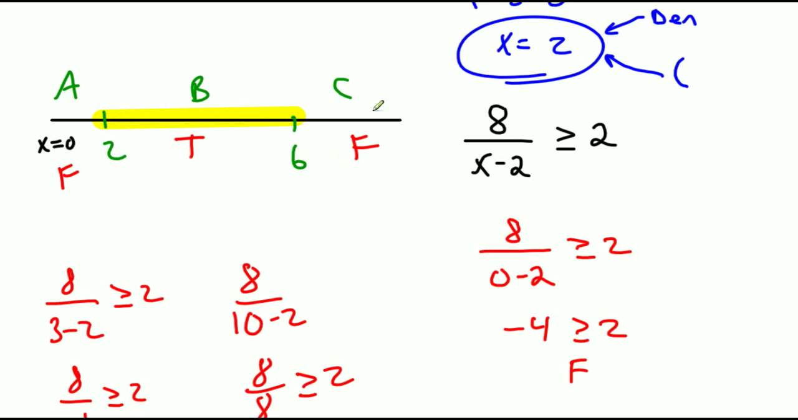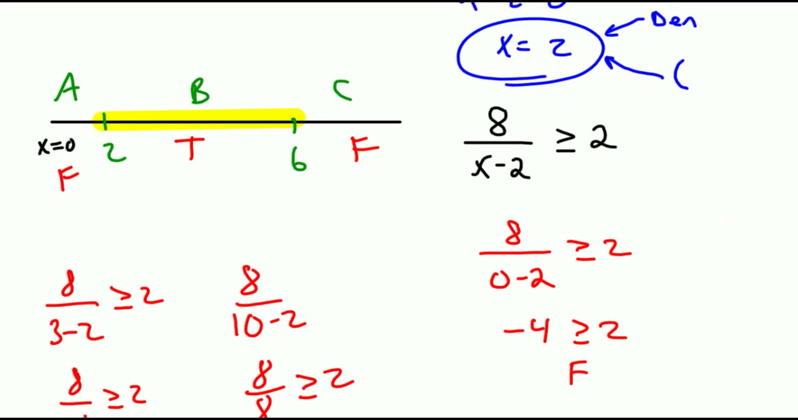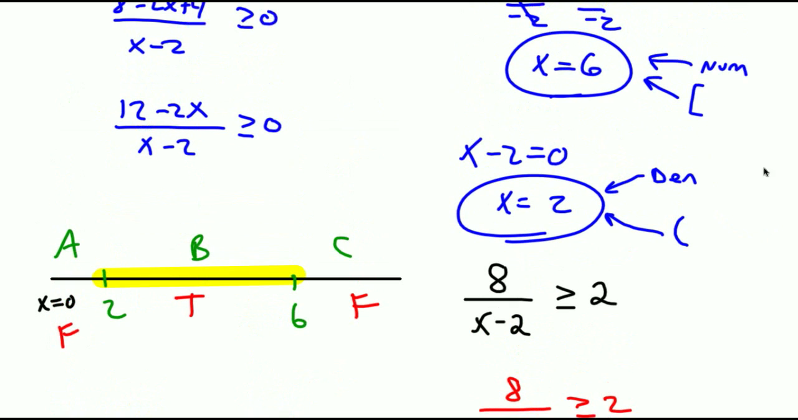Now, which one has a bracket and which one has the parenthesis? And that's where this comes into play now. The 6 had the bracket, and the 2 had the parenthesis. So this would be the answer right here.